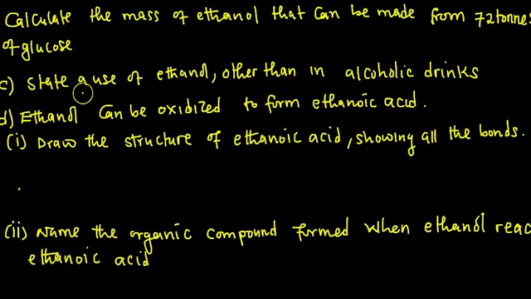Then the question here: calculate the mass of ethanol that can be made from 70 tons of glucose. So how do we deal with this one? The previous question we used mass to mass, so equally this one we can use mass to mass. So we are going to form a ratio.